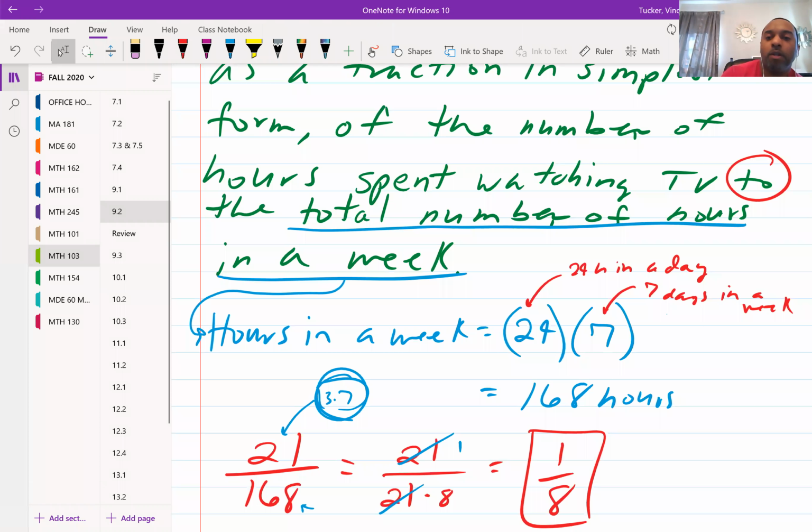All right. And we already knew the number of hours in a week they spend watching TV. They gave us that number, which was 21. So that's 21 over 168. 21 can actually cancel out into 168 and give us the most simplified fraction of 1 over 8.